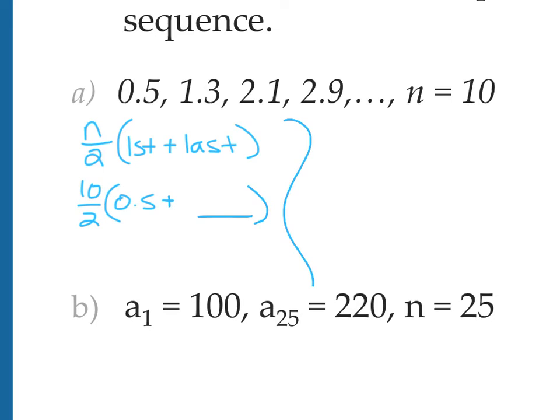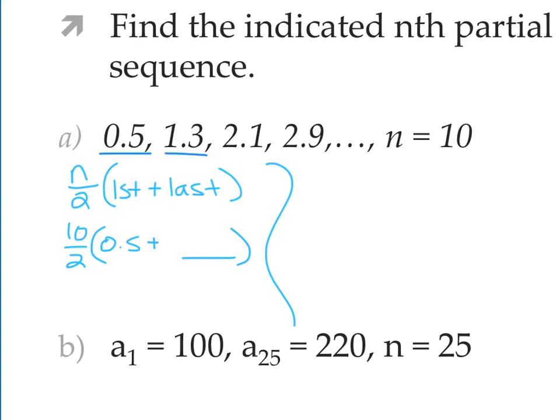What I do know is this is arithmetic. What's 1.3 minus 0.5? 0.8. What's 2.1 minus 1.3? 0.8, right? So if it's arithmetic, then it should be the same. So I know D is positive 0.8 because it's increasing every time. So then A sub n would be 0.5 plus 0.8 times n minus 1.